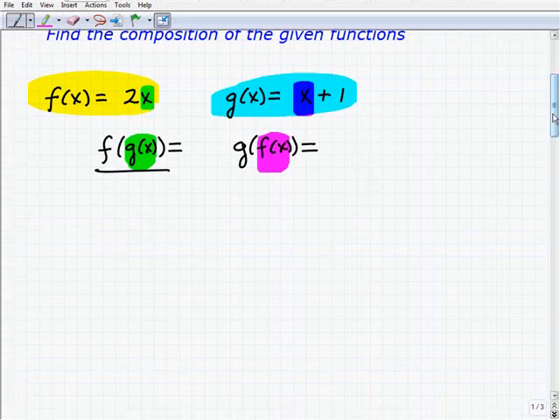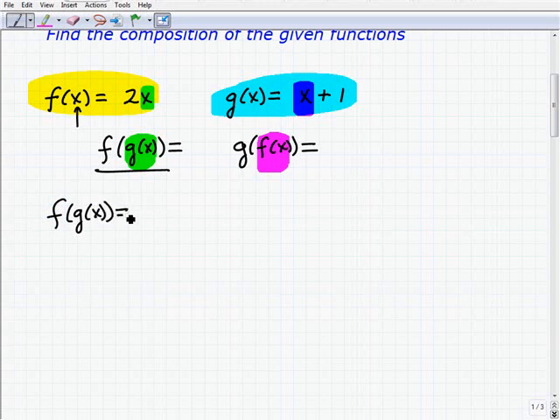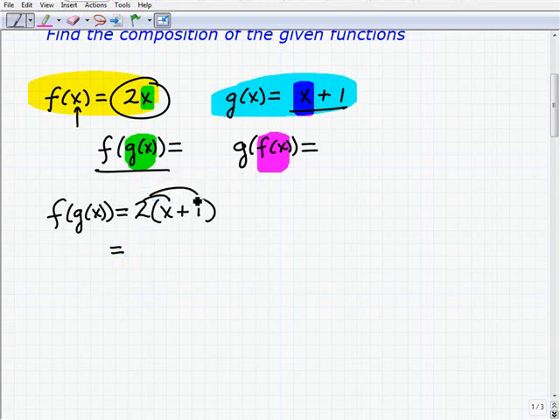If you think you know how to set it up, go ahead and set it up. Remember, you want to plug the g of x function into the f of x function. So f of g of x would look like this. The f of x function is 2x, so it's going to be 2 times x plus 1, that's the g of x function. That's all there is to do as far as the setup goes. Now we simply simplify by distributing this 2, so you should have 2x plus 2. That's f of g of x.